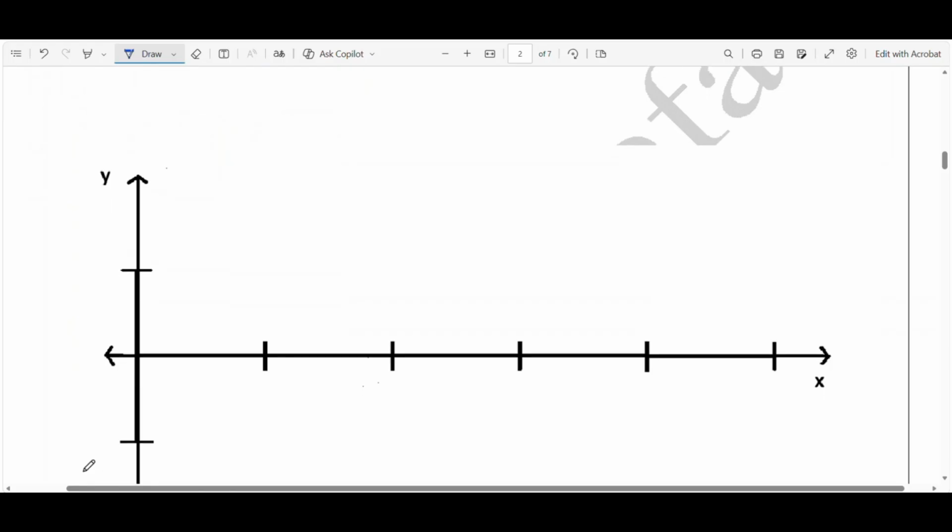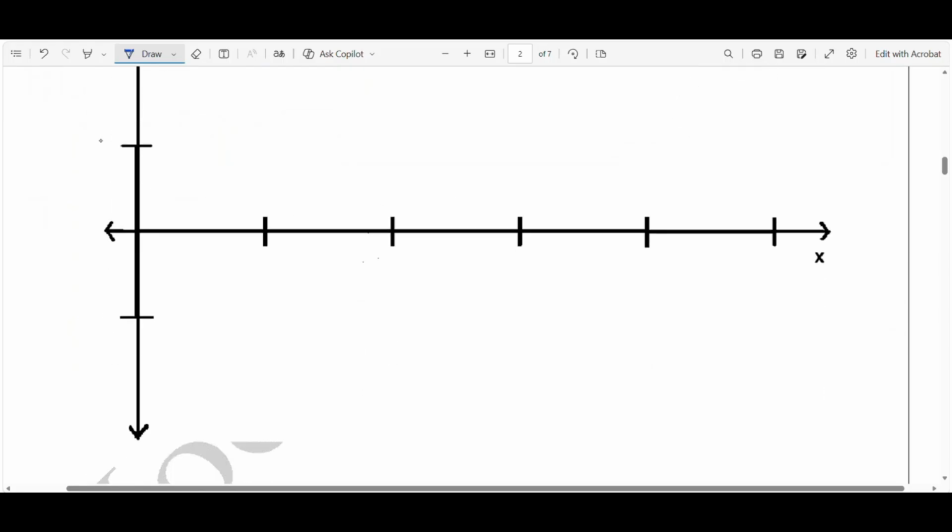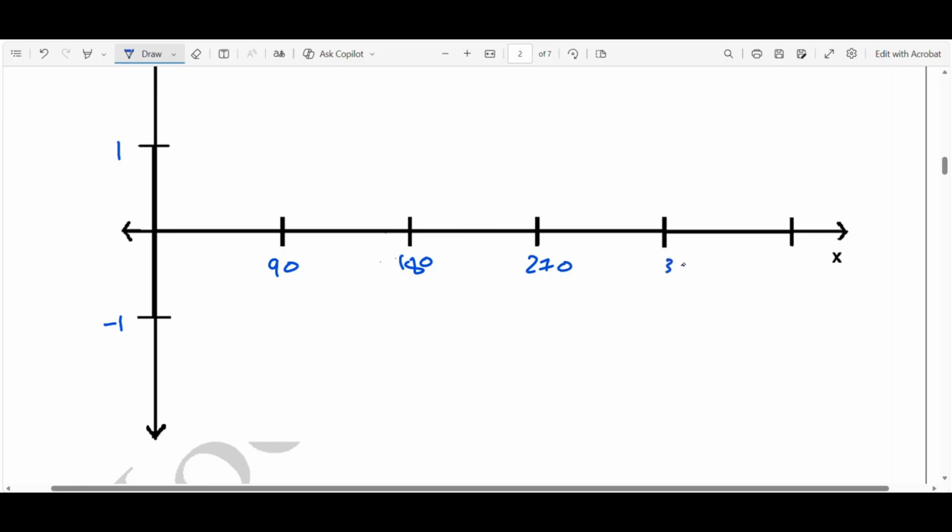Let's sketch it. 1, negative 1, the range for the sine is from 1 to negative 1. I have 90, 180, 270, 360. Maximum, minimum.